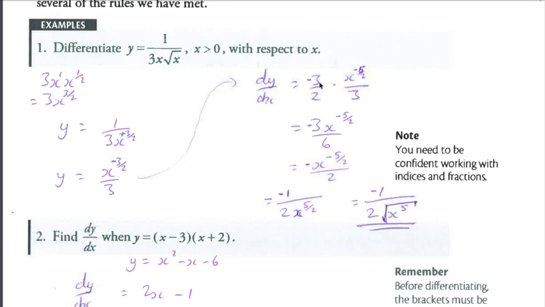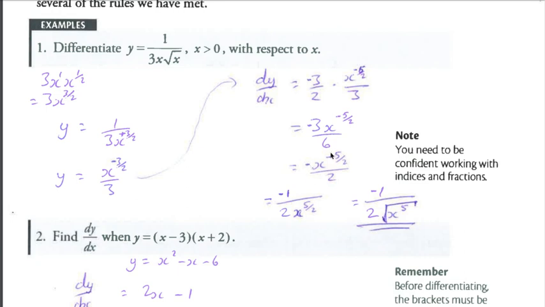So at this point, we do top times top, numerator multiplied by numerator. So negative 3x to the power negative 5 halves over 2 multiplied by 3, which is 6. And then we can cancel negative 3/6 to negative 1 half. And we wouldn't write negative 1x to the negative 5 over 2. We just write negative x to the negative 5 over 2.